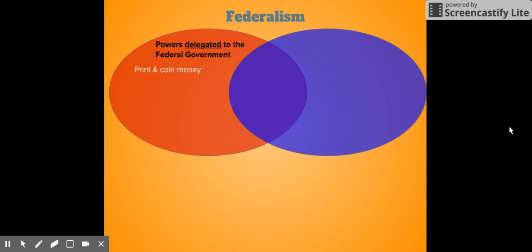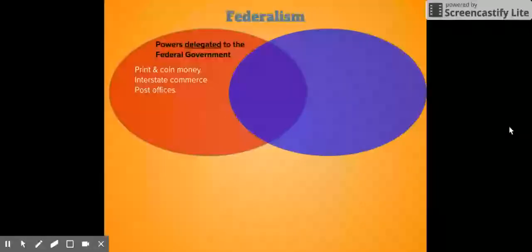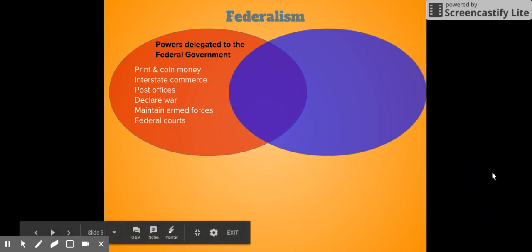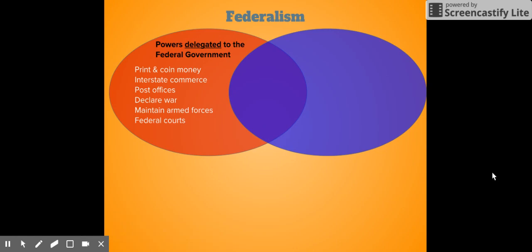And so there are a number of things, like only the federal government can print and coin money. Only the federal government can regulate and control interstate trade, meaning trade between the states. Only the federal government can create our postal service and our post offices. The federal government can declare war. The federal government maintains our armed forces. That's why we have a national army, not armies for each state and so on. So these are important roles that the government has. The federal government has a federal court system as well, and we'll talk about that a little bit more when we get to the 3 branches later in another video.